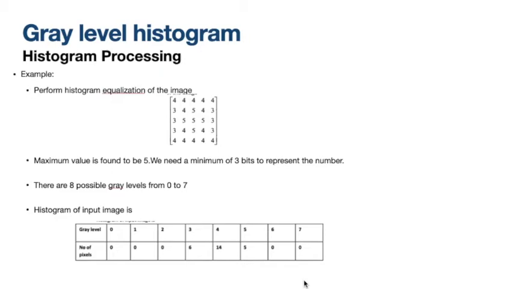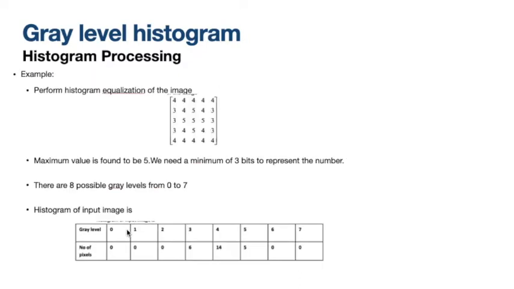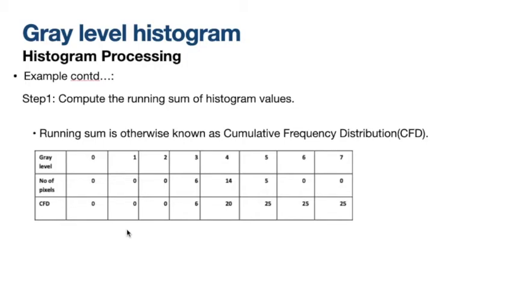So to perform histogram equalization, you have to perform these steps. First you have to find the running sum of the histogram values. Running sum is also known as cumulative frequency distribution, which you must have already studied in statistics. That is, you have to find the cumulative values. So this is the histogram data for the original image. So what you have to do is find the cumulative value.